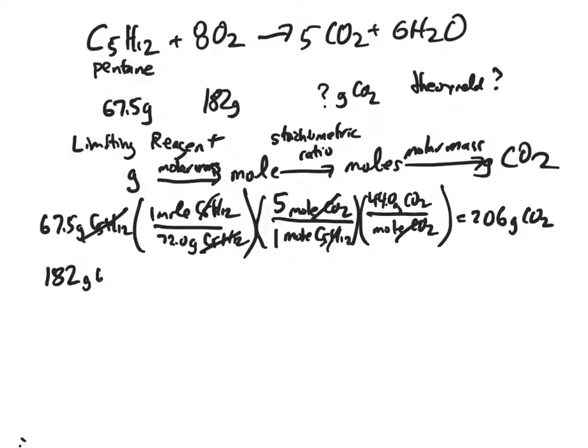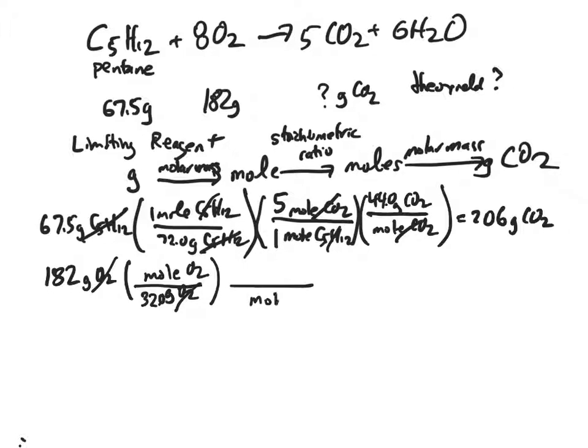182 grams of oxygen, molecular oxygen, O2. We need to work that through to see which one winds up being the limiting reagent. So we need to convert grams oxygen to moles oxygen. So 1 mole of molecular oxygen, O2, is 32.0 grams. So grams oxygen divided by grams oxygen cancels.